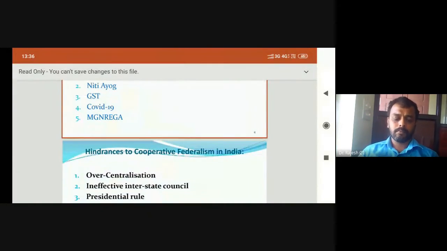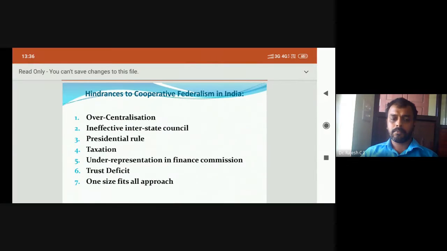And another one is that the center also reformulated programs like the MGNREGA, and the state implemented this discretion or this decision. So we see that there are different examples of this cooperative federalism with relevance to its practical implications. I have only listed a few. Now coming to the next section, which is what are the hindrances to this concept.